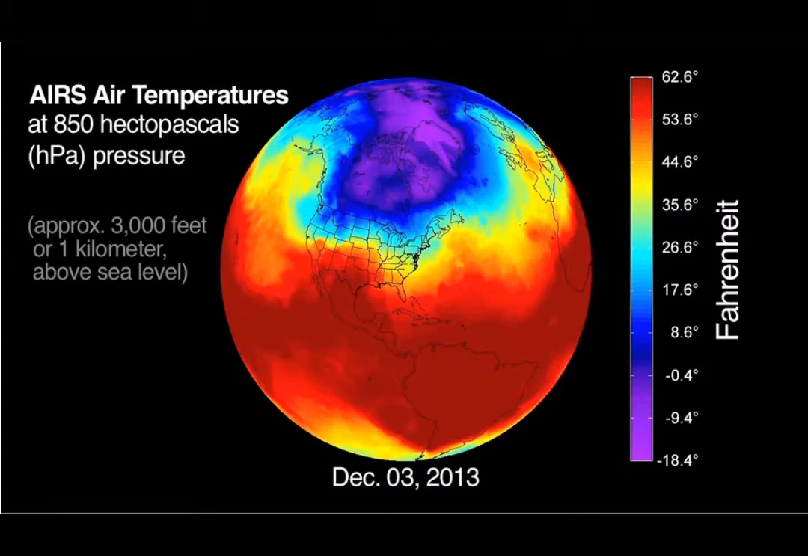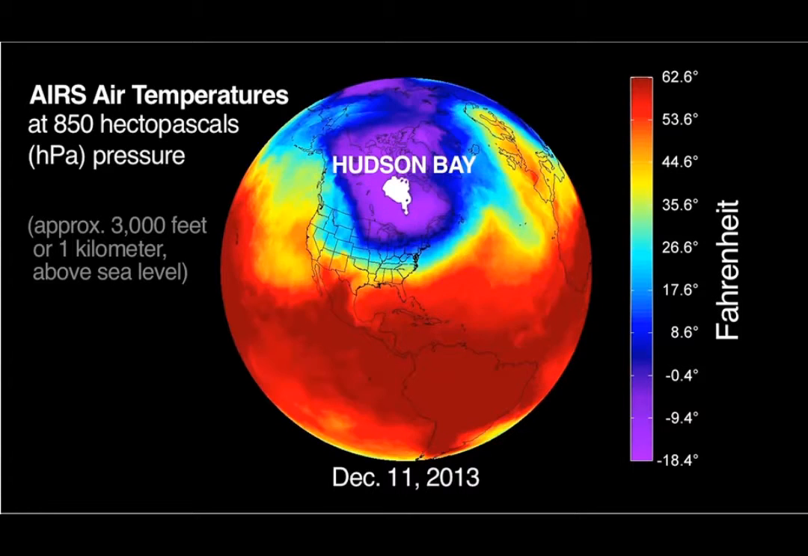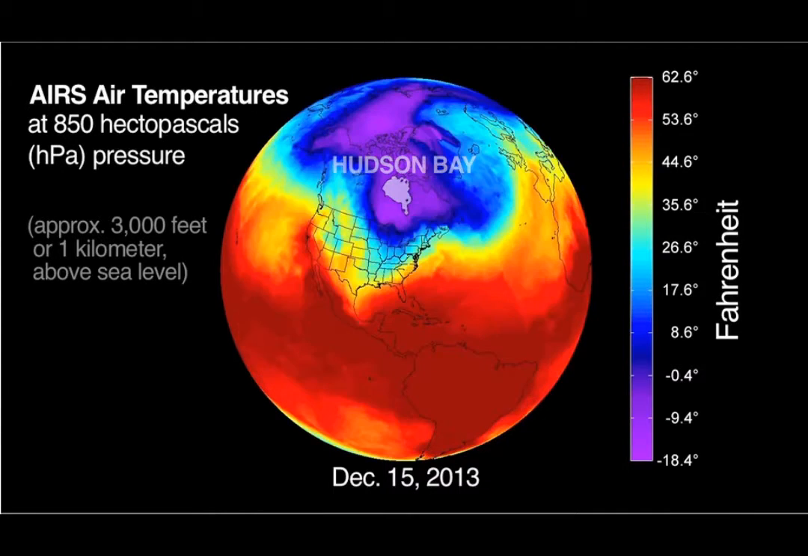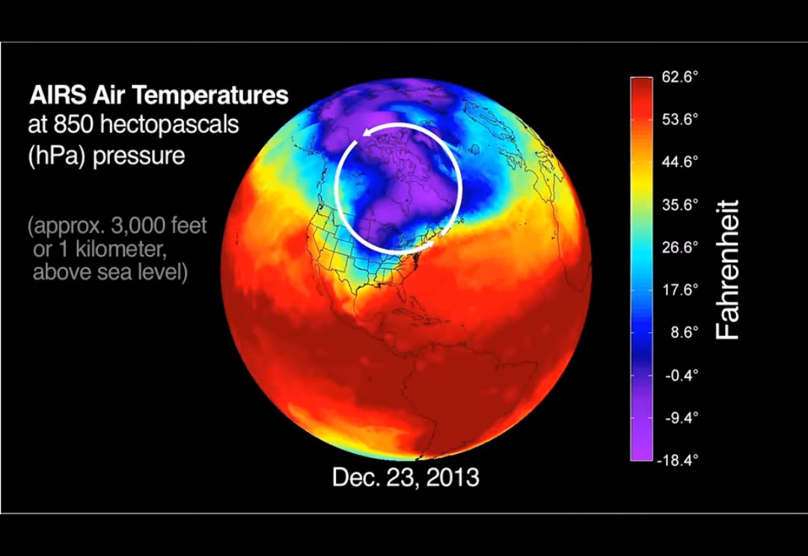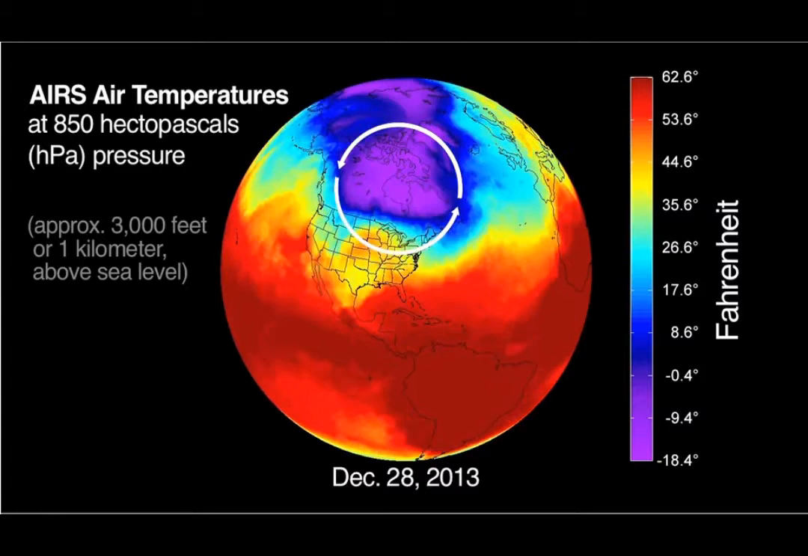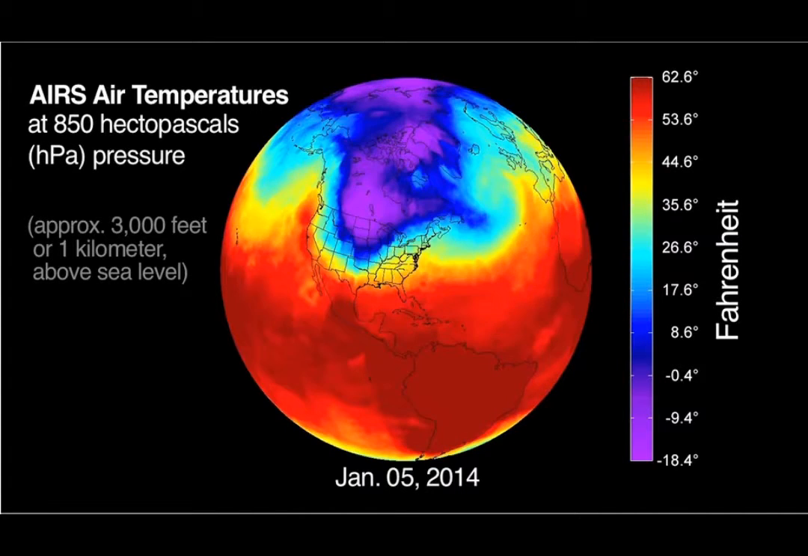What's unusual here was that a low-pressure system developed around Hudson Bay, and as with all low-pressure systems in the northern hemisphere, the air moved counterclockwise around it, and that counterclockwise movement brought very cold air from the Arctic all the way down into the east coast of the United States.